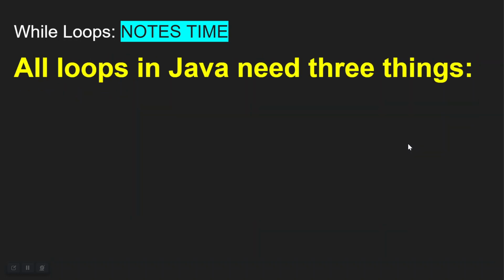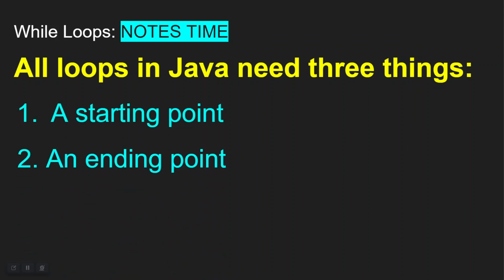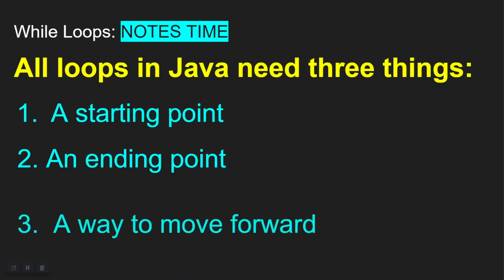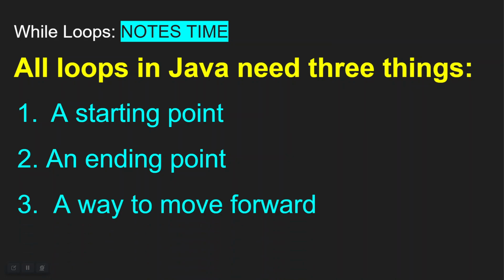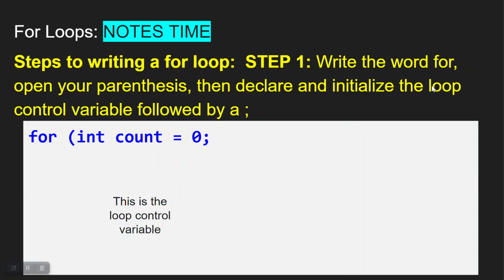All right. And let's remember too that in Java, all loops need 3 things. You have to give them a starting point, you have to give them an ending point, and you have to give them a way to move forward. So we learned how to do this with while loops. Now we're going to look at how we do this with a for loop. So here are the steps to writing a for loop.